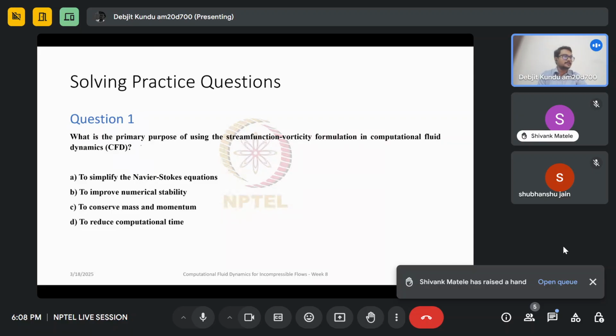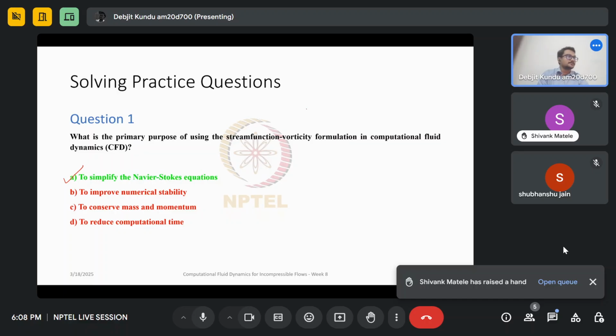We already have a quick response in favor of option A. Let's see what others have to say. So the primary goal of using stream function vorticity formulation. Okay, we've got two responses in favor of option A. Let's take a look at the solution. It is indeed option A, to simplify the Navier-Stokes equations.